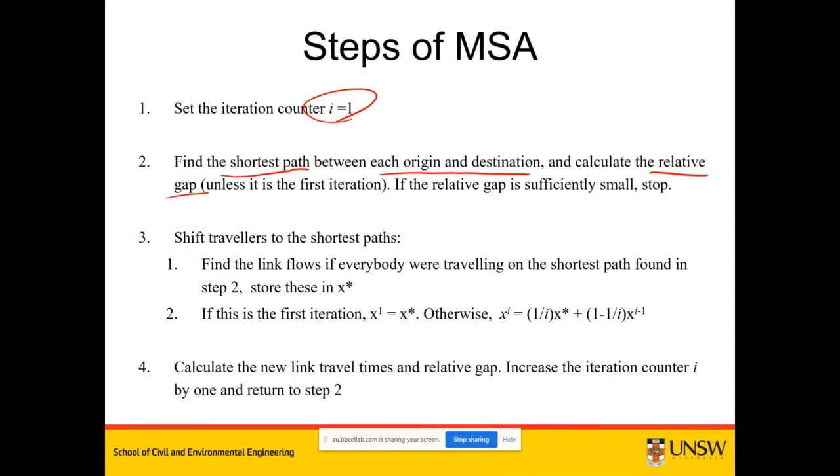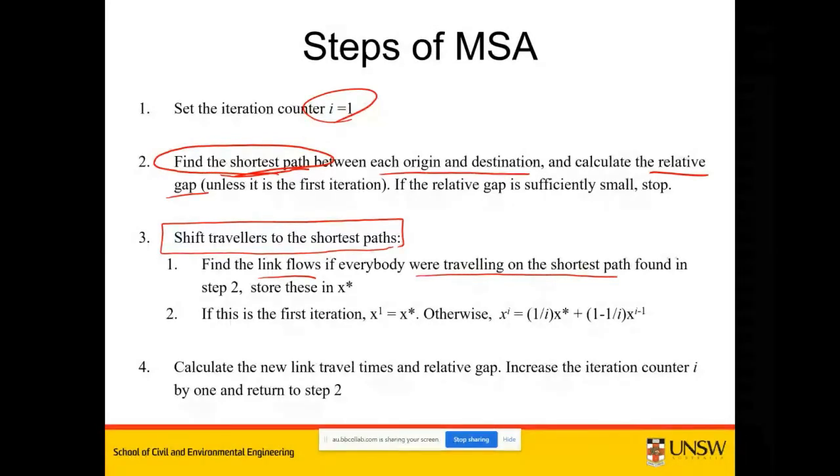The way it works is we shift travelers to the shortest path. So we first find the link flows if everybody were traveling on the shortest path found in step 2, and we store that in something called x star. Again, you remember I told you x star is defined as the link flows if everybody was traveling on the shortest path. If this is the first iteration, of course, the volumes would be equal to that x star because lambda is equal to 1.